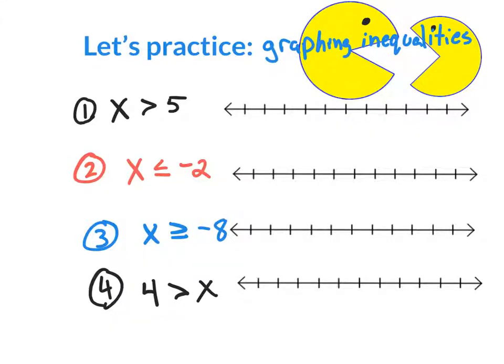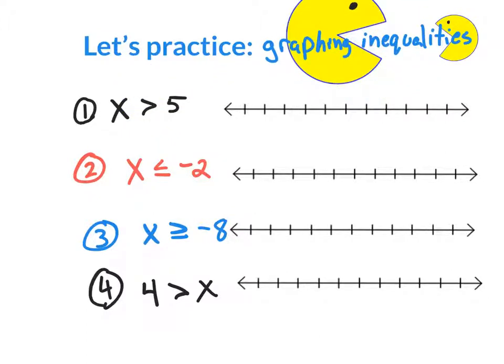So we have the Pac-Man right here. And in this case, it's opening up to the x. So what does that mean? That he wants to eat the x. That means that x is greater than 5, okay? So let's look at the number line. I just put the numbers there. It says greater than 5. It doesn't say greater than or equal to.